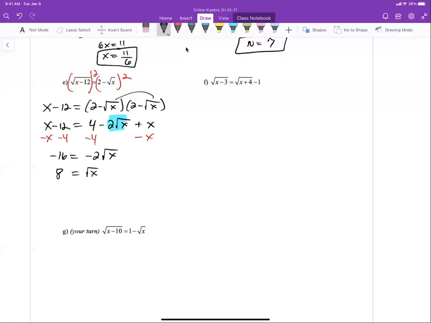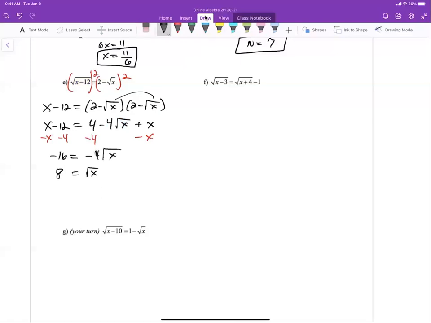I will then, hold on, where am I at? Oh, I see what I did wrong. Okay, made a math error. That is not 2x, that is a negative 4x. I knew I did something wrong.